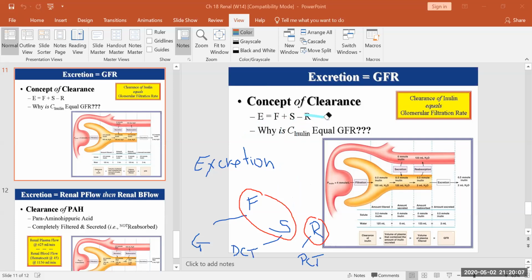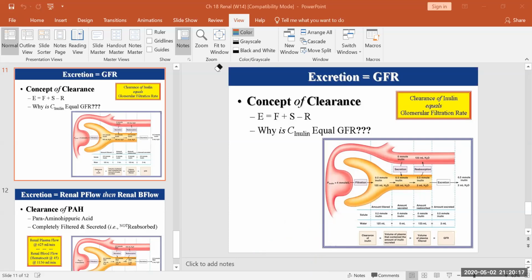So that's the basic definition. Now, let's say using this concept in a clinical setting, if you think about it, if we have a chemical that is filtered by the glomeruli, but that chemical is not being secreted and cannot be reabsorbed, you can use that chemical to estimate the GFR, because that excretion rate is the same as the filtration rate.